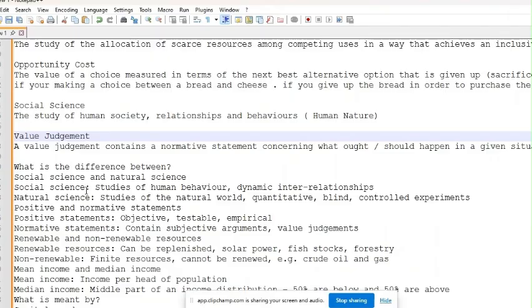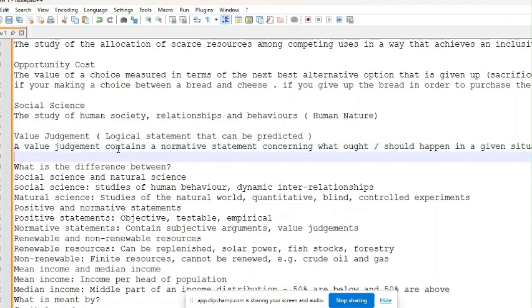So, value judgment. A value judgment contains a normative statement concerning what ought to happen in a given situation. I would like to consider a value judgment as a logical statement that can be predicted. For example, what would happen if you spend all of your money? You will have no money. Or if you bought a lot of books, what will you have? A lot of books. A value judgment is just a statement that is in relation to everyone. Everyone knows it will happen. So that's what a value judgment is.